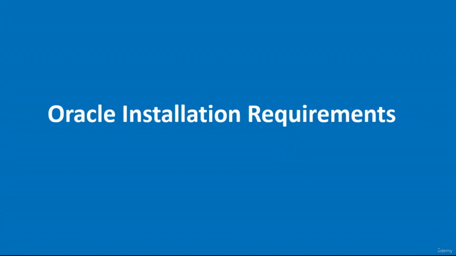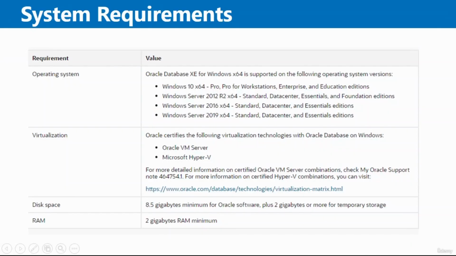In this video, we're going to take a look at the installation requirements to install Oracle on a Windows computer. Here's a list of the system requirements. For operating system, you need to be on a Windows 10 computer, 64-bit processor, Windows Server 2012 Release 2, 64-bit processor, or Windows Server 2016, also Windows Server 2019.